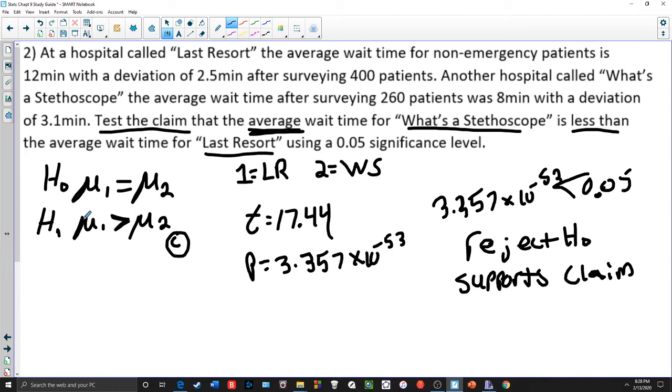So again, the key thing here about using a t-test was that we're testing two averages that were not being subtracted from each other. They were simply averages that we're comparing one to another. So if you don't hear the word difference, you're probably going to be using a two-sample t-test instead.